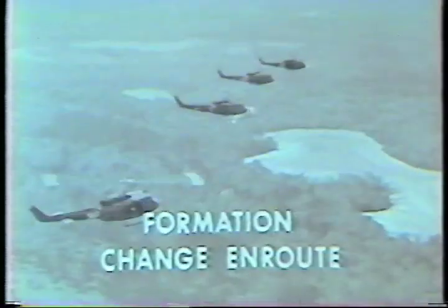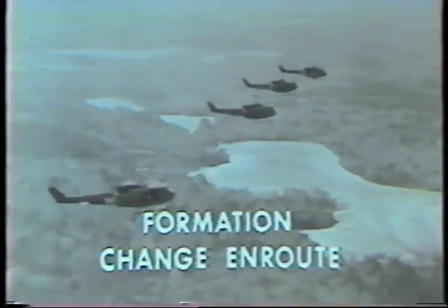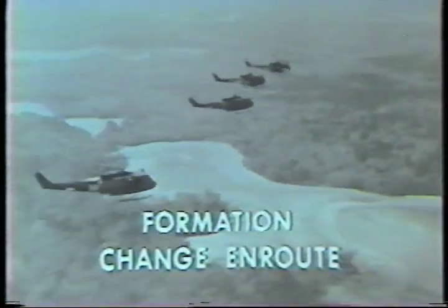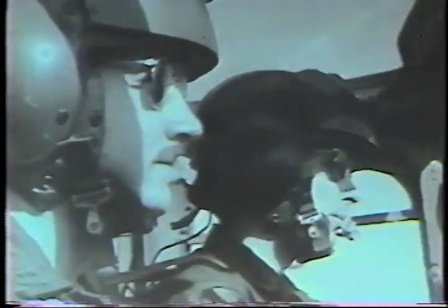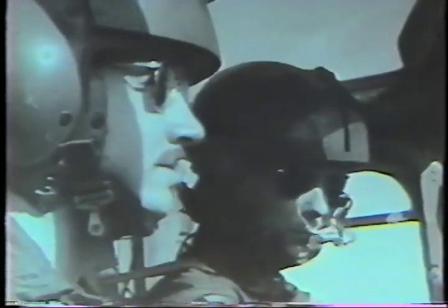A formation change en route is a change in the formation pattern accomplished while airborne. For training purposes with inexperienced aviators, all formation changes are made through trail formation. Prior to executing any formation changes, the flight leader will ensure that elements of his formation understand the next formation and ask for an acknowledgement.